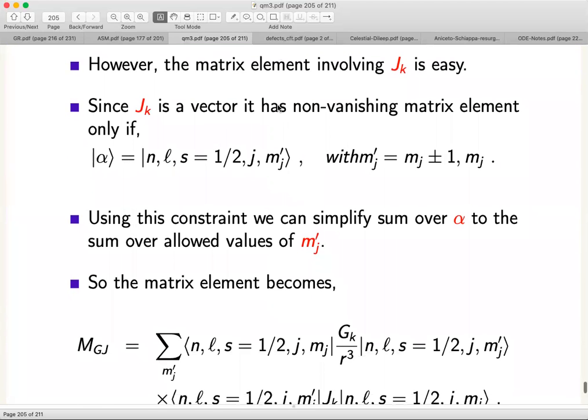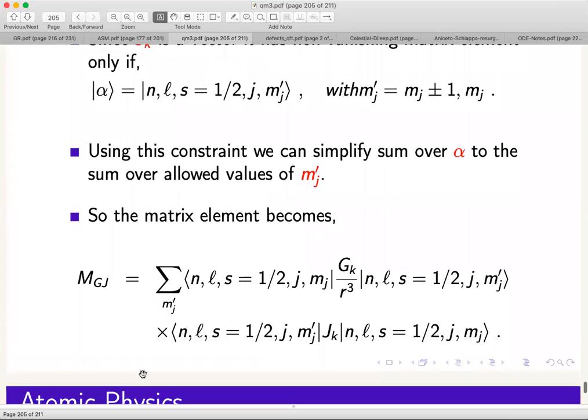So what is going to happen is that the sum over alpha basically corresponds to the same states with the same quantum numbers n, l, s equals half, j, and only the mj value can change. So the sum over alpha just corresponds to a sum over all possible mj prime values, and our matrix element is therefore reduced to computing these two matrix elements. Is this okay? Am I going too fast?